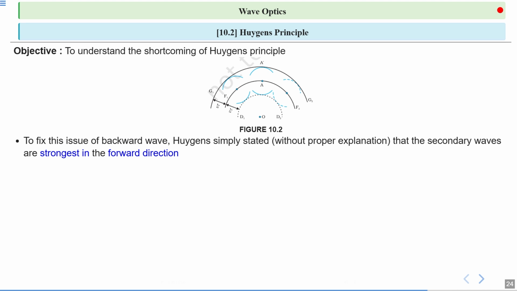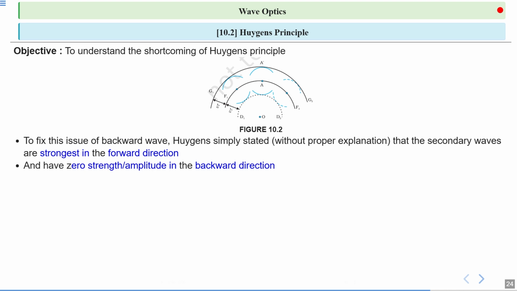To fix this issue of backward waves, Huygens simply stated without proper explanation that the secondary waves are strongest in the forward direction. According to Huygens' principle, wavefronts are moving in both directions, forward and backward. But wave propagation is only in one direction. A wave cannot propagate in two directions simultaneously. But Huygens stated without any proper explanation that secondary waves are strongest in the forward direction only. This was his way of explaining why we don't observe backward waves.